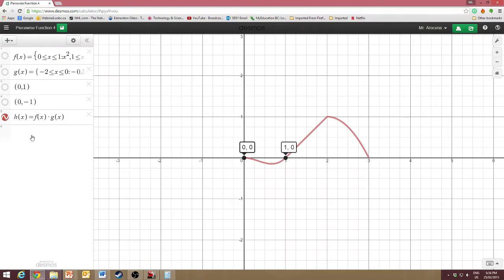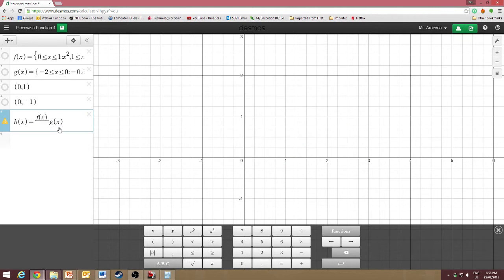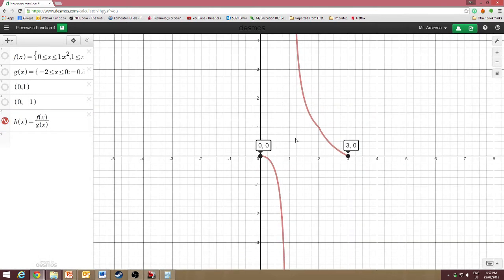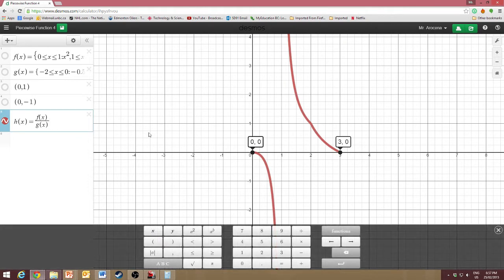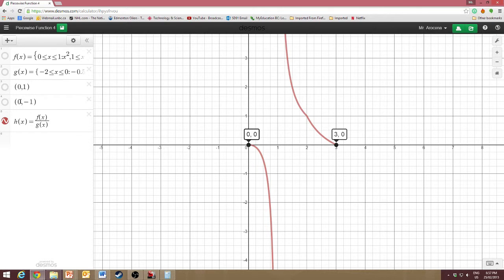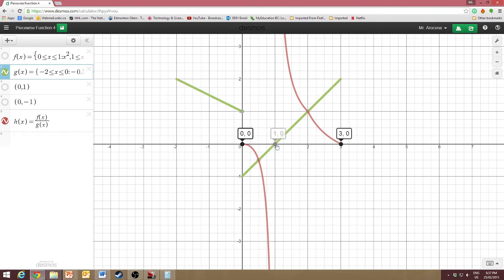So, let's give it a graph. G of x. Take that out. There we go. Now notice in this particular function, the division of f of x and g of x, we have an asymptote at x equals 1. Why is that? Well, let's take a look at g of x. What happens at x equals 1? G of x is at 0. So when that happens, we have a vertical asymptote on the division of the functions. Other than that, though, all the other values are perfectly fine.